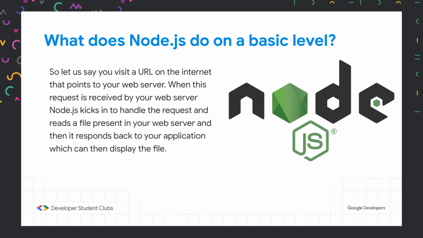So for example, a file could be an HTML file over here, and then it determines which HTML file is to be fetched from the source. Then it is processed to see whether some changes need to be made in the HTML file. Node.js can make changes depending on what file is present and what data is present. It could make changes in our HTML file as well. And then the application just fetches the file from the web server and displays it in your application. This is how Node.js works on a basic level.